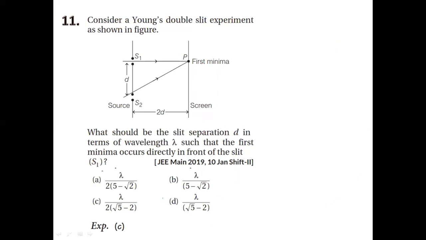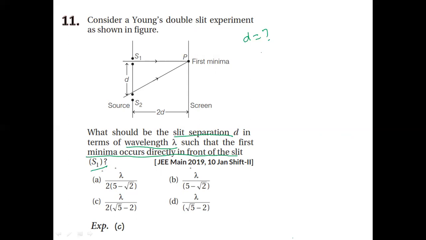Next question. Consider a Young's double slit experiment shown in the diagram. What should be the slit separation D in terms of wavelength such that the first minimum occurs directly in front of the slit? They are asking for what value of D the first minima occurs.